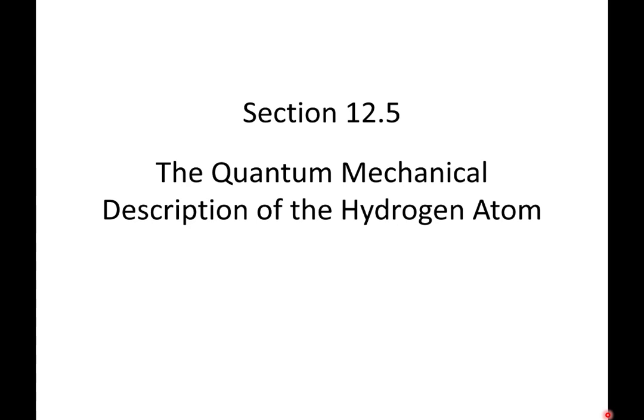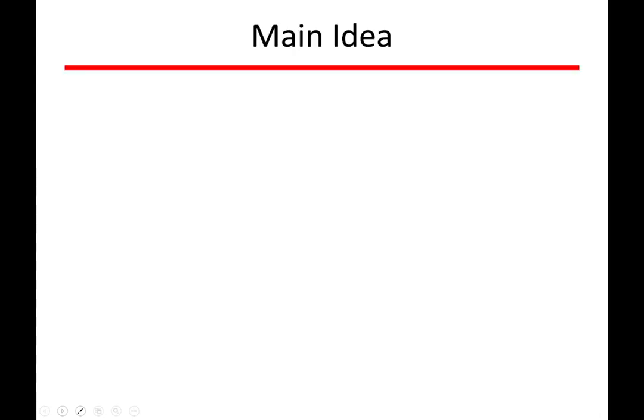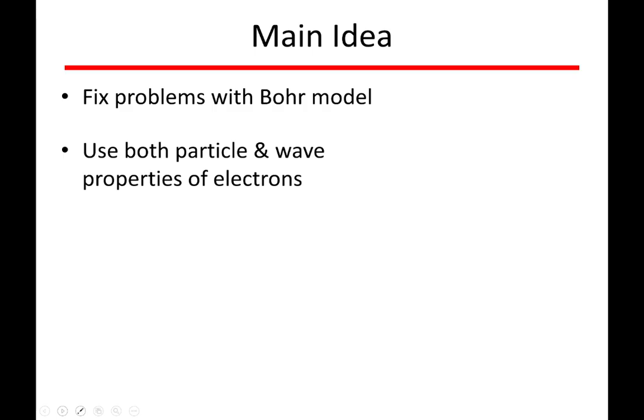Now let's begin a discussion of the quantum mechanical description of the hydrogen atom. The idea behind this is we're going to fix the issues that the Bohr model had, right? Although the Bohr model was great for the hydrogen atom, there were some problems, and one of them is that we did not treat the electron as if it were a wave. So we're going to fix that problem right off the bat.